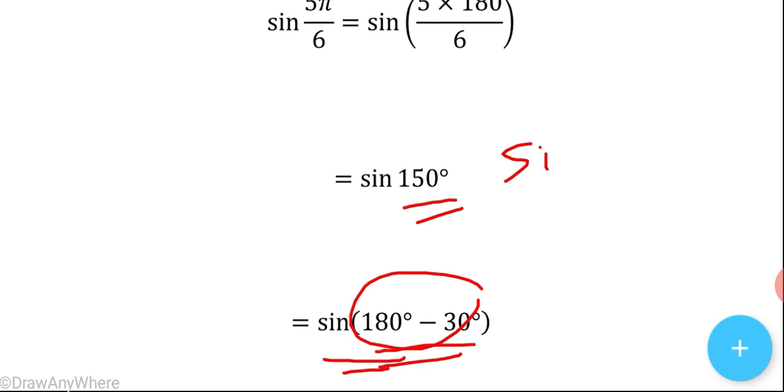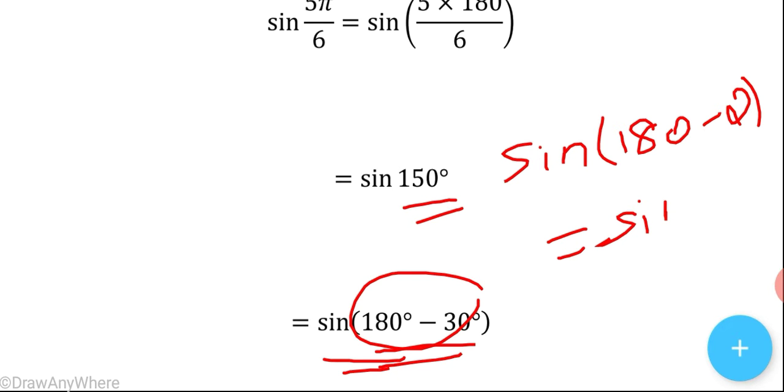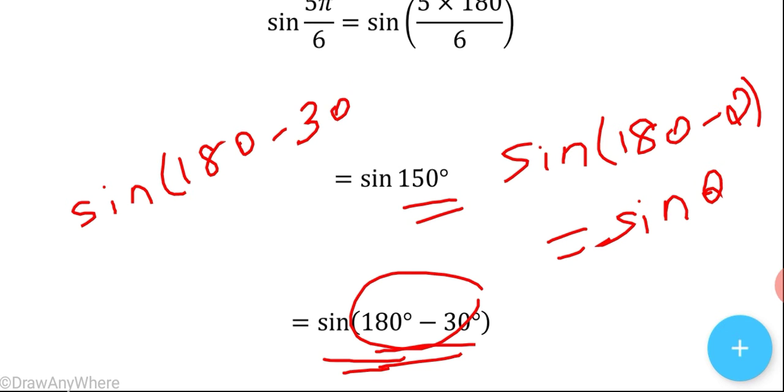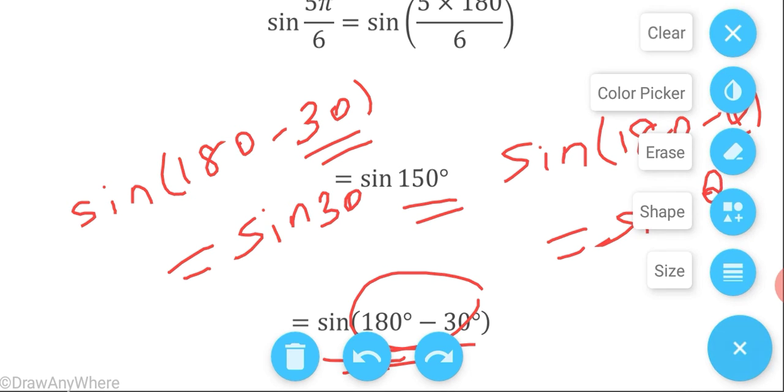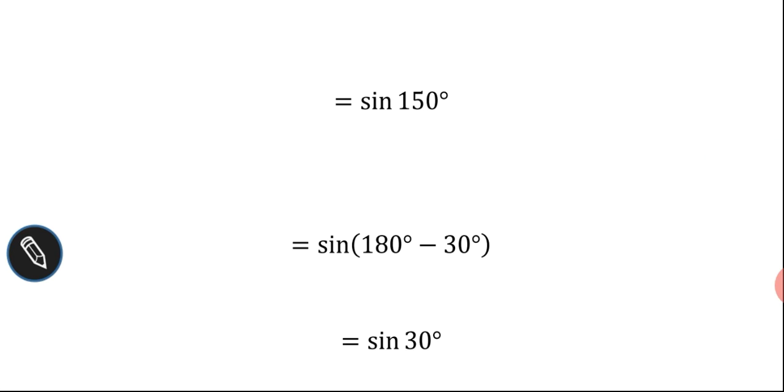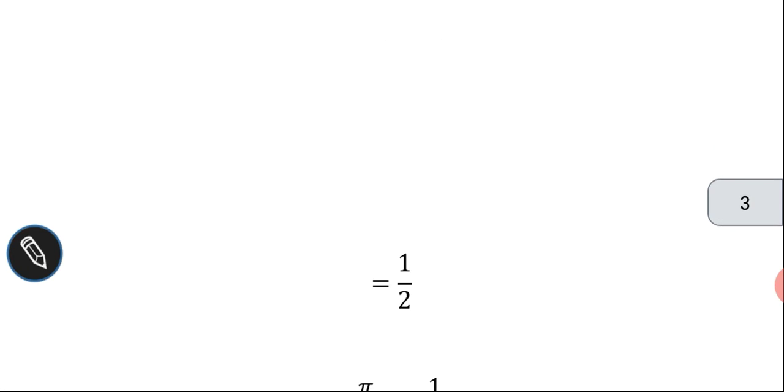Sin 180 minus theta is equal to sin theta. So sin 180 minus 30 is equal to sin 30. For theta we have 30 degree. So sin 180 minus 30 degree is equal to sin 30 degree. The value of sin 30 degree is 1 by 2.